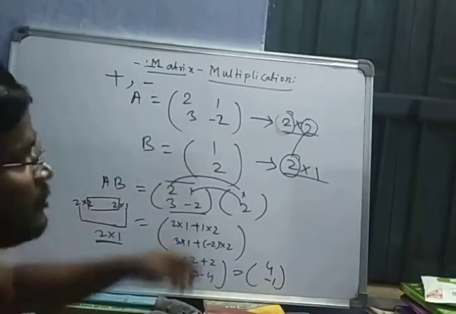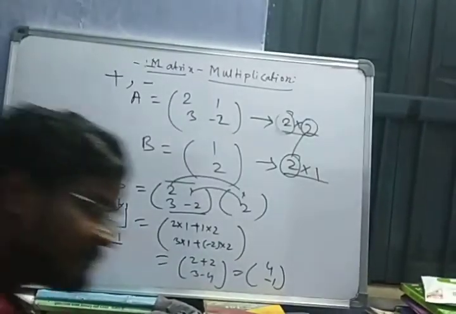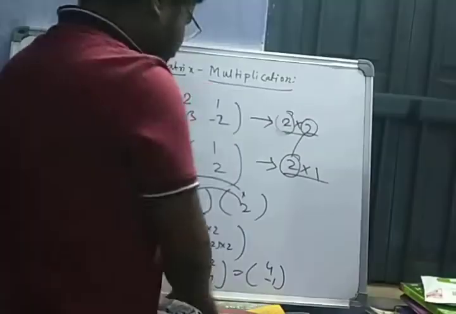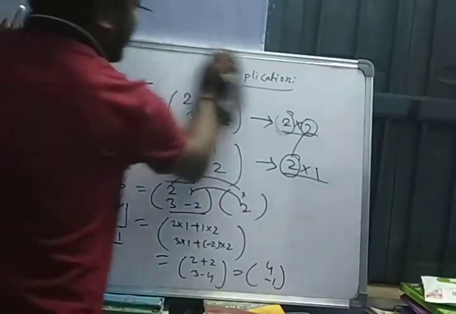Now I will multiply a 2 by 2 matrix into a 2 by 1 matrix. If I multiply with a square matrix, a square matrix means one whose number of columns and rows are equal.